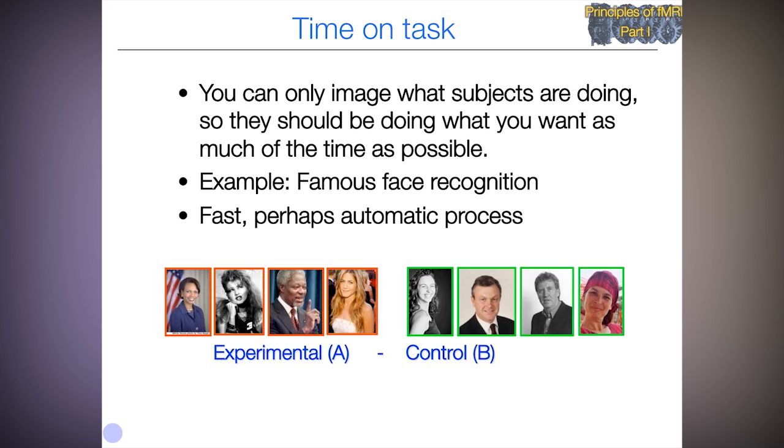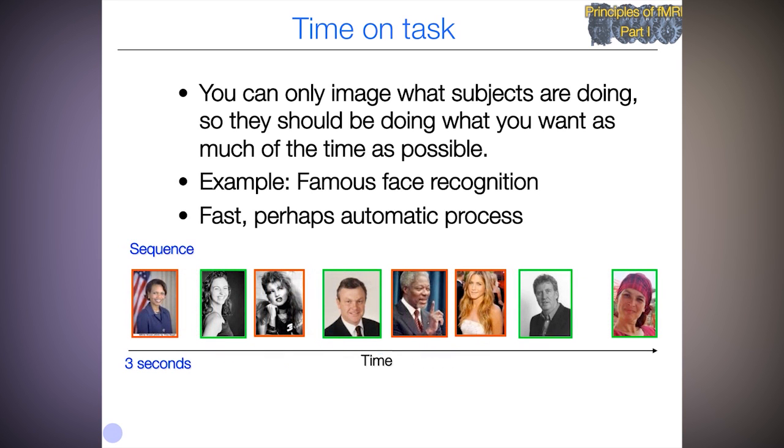So you do this experiment where you have experimental famous faces and non-famous faces. You might recognize these faces. There's Condoleezza Rice, Condi, Cyndi Lauper, Cindy, Kofi Annan, Kofi, Jennifer Aniston, Jenny, etc. And let's say you do an event-related design and you intermix these faces and you present each face for about 3 seconds. Sounds reasonable.